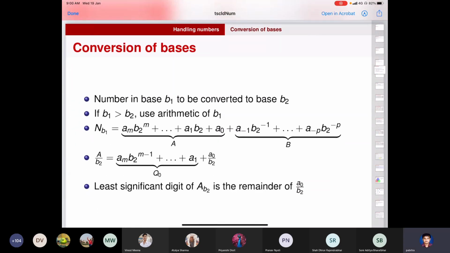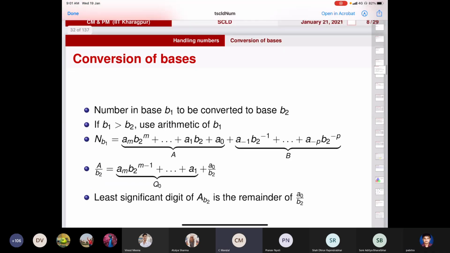Okay, so now let us look at the other way around. That means I want to convert from a higher base to a lower base. For example, I want to convert decimal to binary. The fractional part you could explain, for this higher base to lower base. Yeah, the previous slide. Oh, okay.